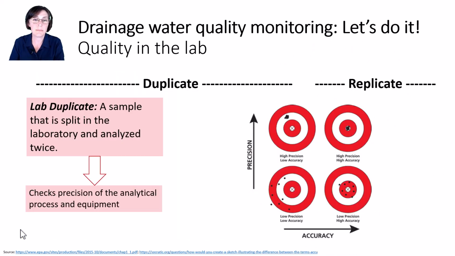Another QA/QC procedure is the use of duplicates and replicates. When I talk about duplicates, I'm almost always talking about a lab duplicate where we split one sample from the field into 2 vials, then analyze those 2 vials separately. Remember, this is a way to check the precision of our analytical process and equipment, because those 2 analysis results should be very close to each other.